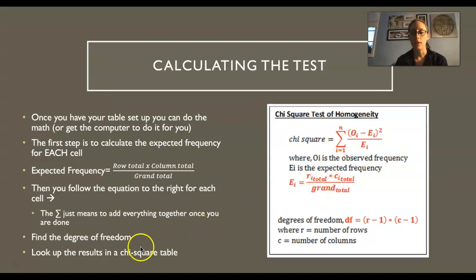Then we have to find the degrees of freedom, which is again this here, and look up the results in a chi-square table. Again, we're not going to do the math.